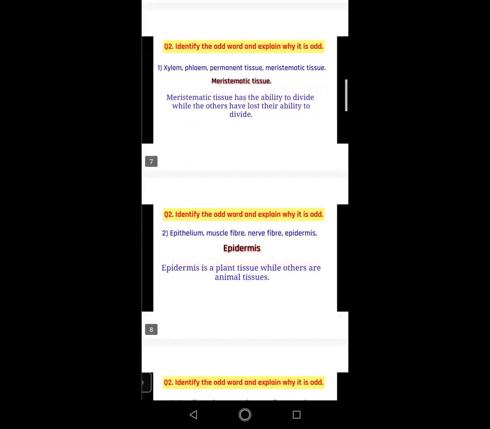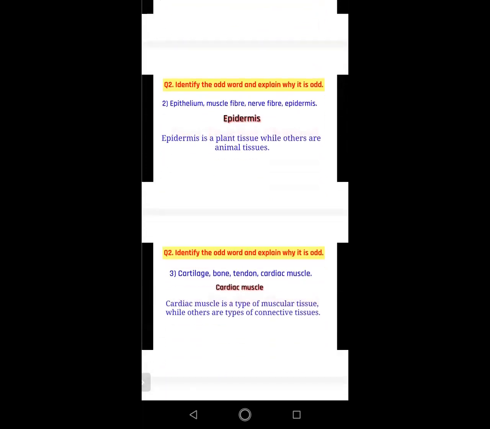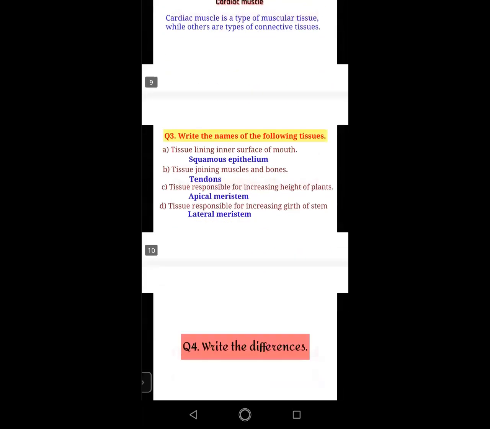Yesterday again we learned: epithelium, muscle fiber, nerve fiber, epidermis. Which is the odd one? Epidermis is the odd one. Why? Epidermis is a plant tissue while the others are animal tissues. Plants and animals have different characteristics. Next is cartilage, bone, tendon, cardiac muscles. Cardiac muscles is the odd one. Why is it odd? Cardiac muscles is a type of muscular tissue while the others are types of connective tissues.